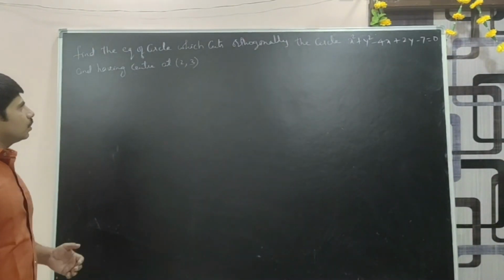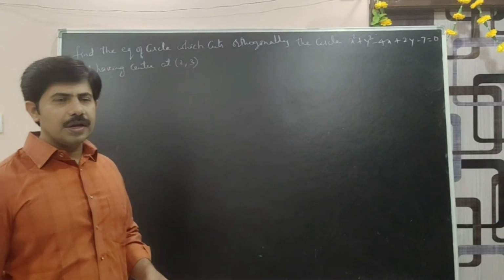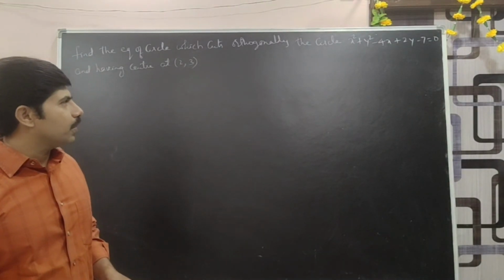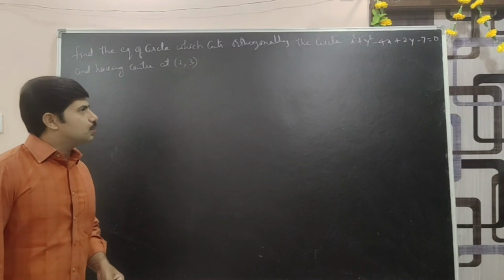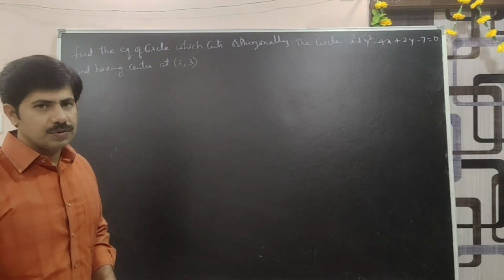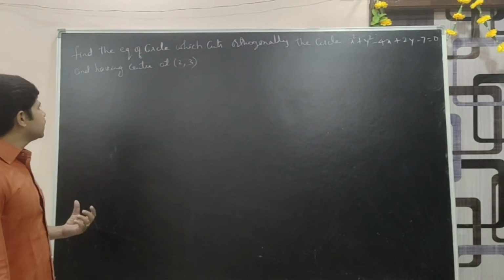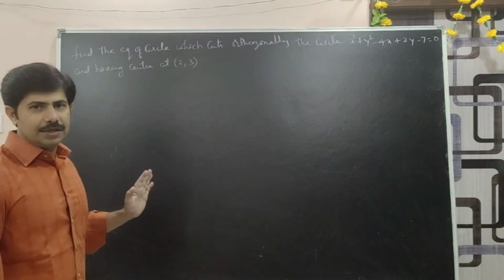Find the equation of the circle which cuts orthogonally the circle x square plus y square minus 4x plus 2y minus 7 is equal to 0 and having the center at 2 comma 3.